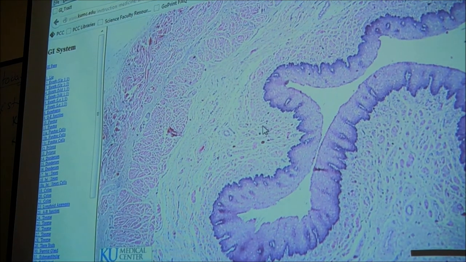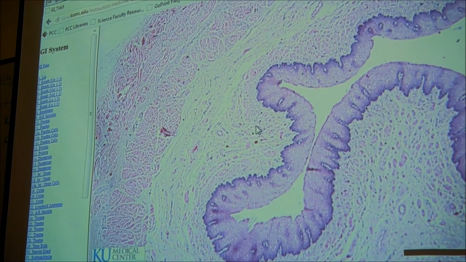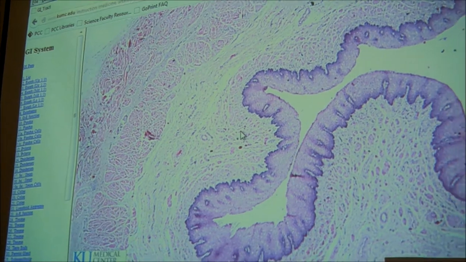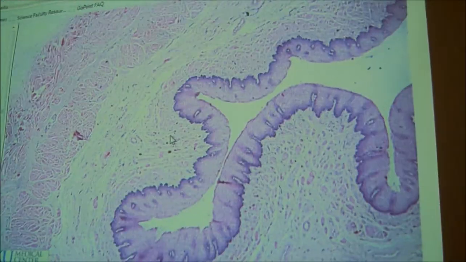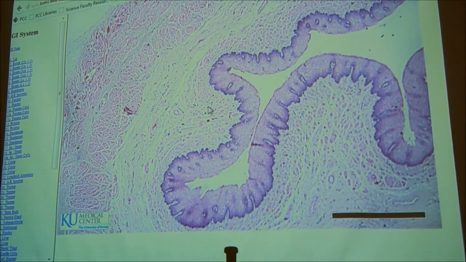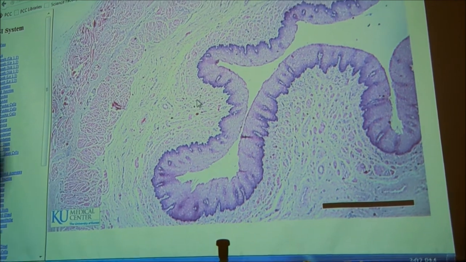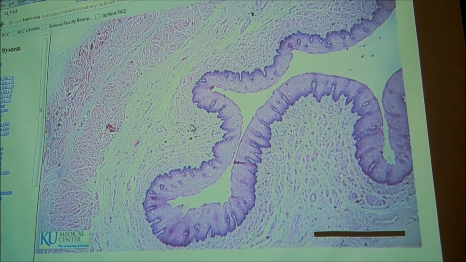And I'm going to ask you what organ that is. And you're going to say what? Please don't say small intestine, no. Don't say large intestine, don't say stomach. Say esophagus. That's the one I want you to say. How do I know that's an esophagus? No. That's true, but that's not what I would look for.